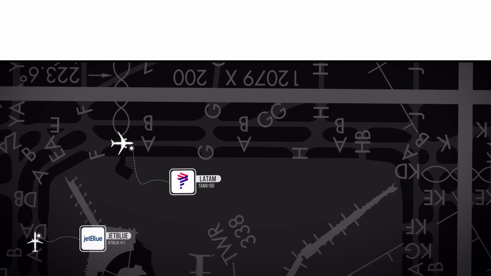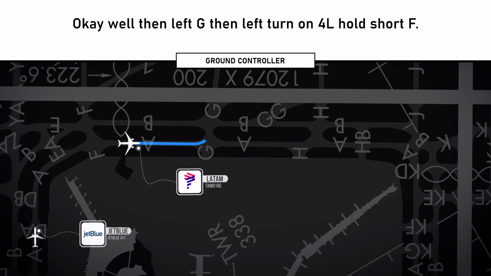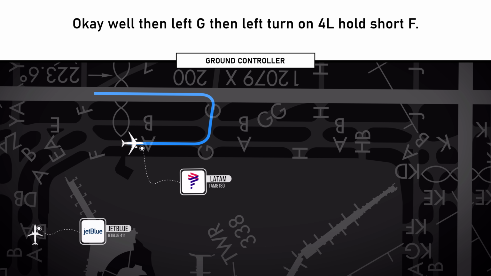The next thing that's kind of strange about this clearance is when the controller says this. Okay, well, then left Gulf, left turn on 4 left, hold short, Fox. Now, my opinion as a pilot is that I don't want to be on a runway unless I'm taking off or landing for any more extra time than I need to.